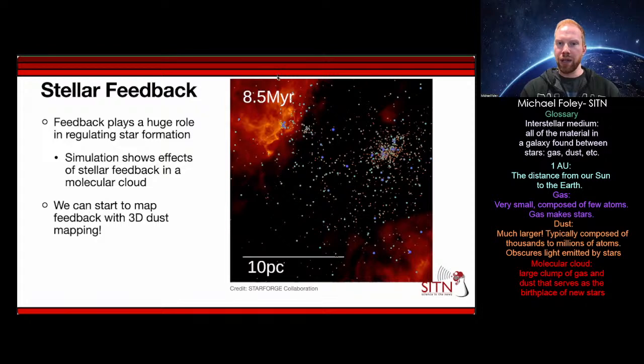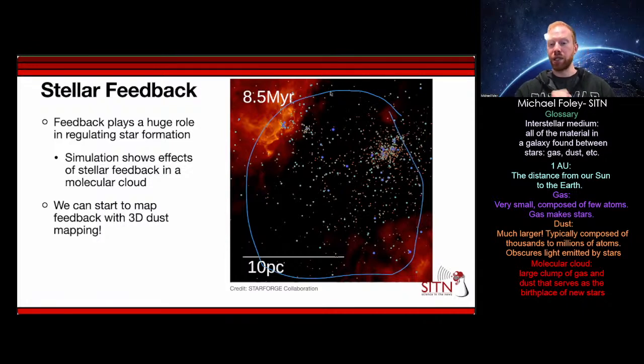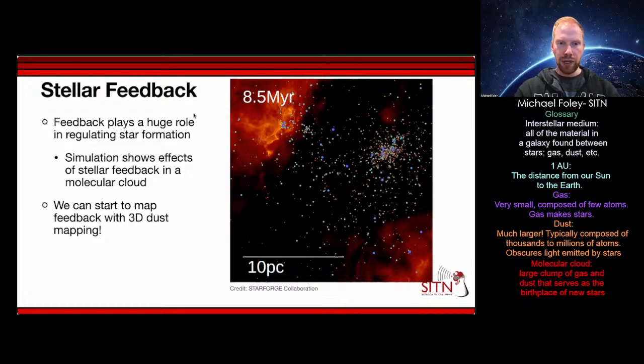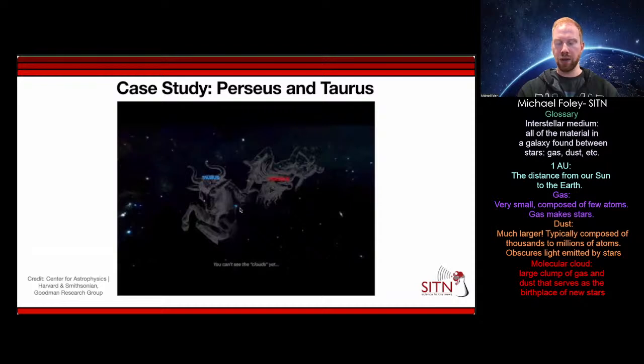So if we look at the edges here, there's still gas and dust, but it's just in a big circular cavity. We can now observe these circular cavities in 3D. And I'll show you an example with Perseus and Taurus. So this is a video our research group made about the discovery. I'll mute the narrator and I'll talk a little bit about what you're seeing.